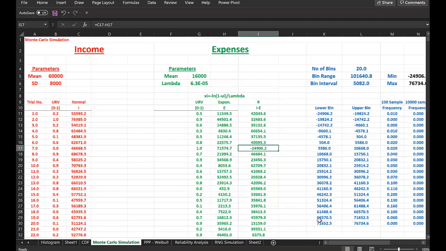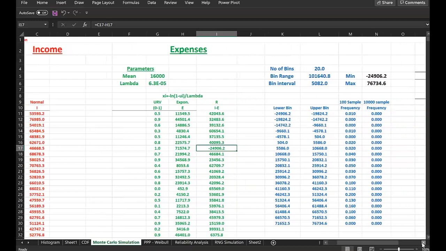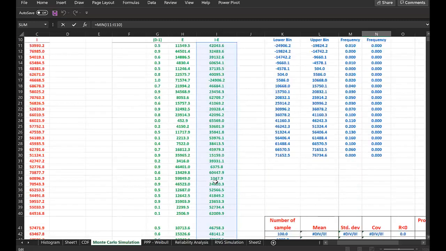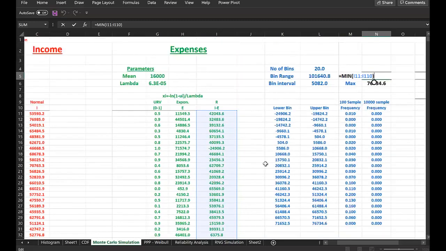Now we can use these samples to find the probability of loss, and let us first draw the histograms of these simulated samples. Let us take 20 bins and first find the minimum of this data. This data goes up to row 10,010, so we can find the minimum of that.